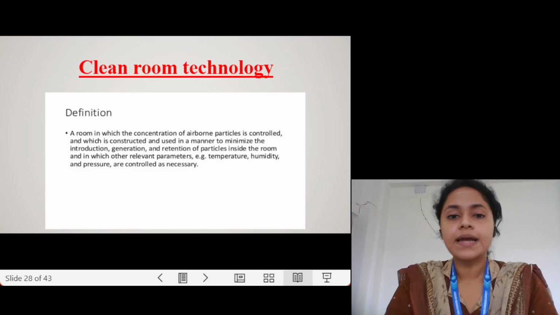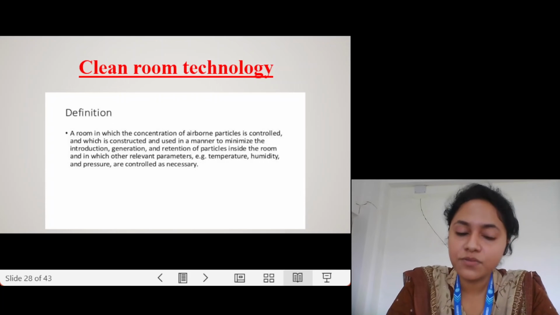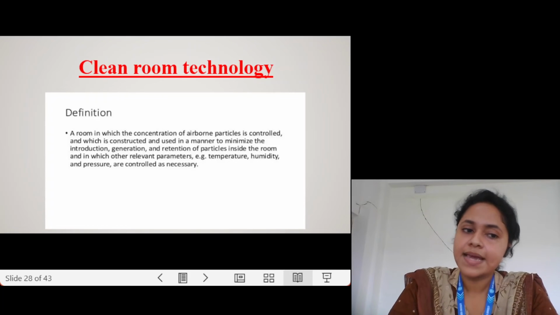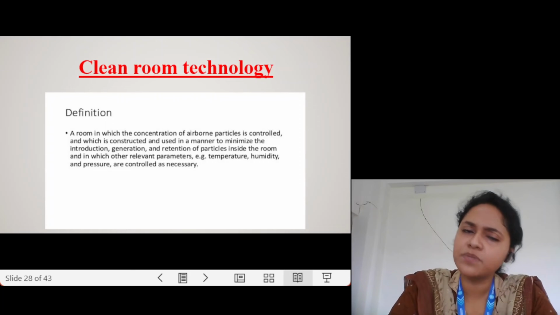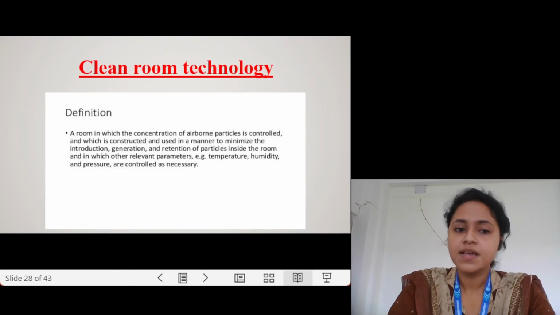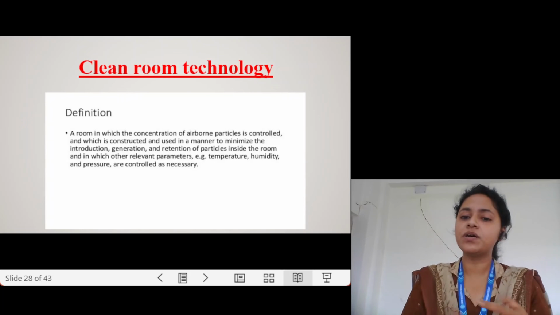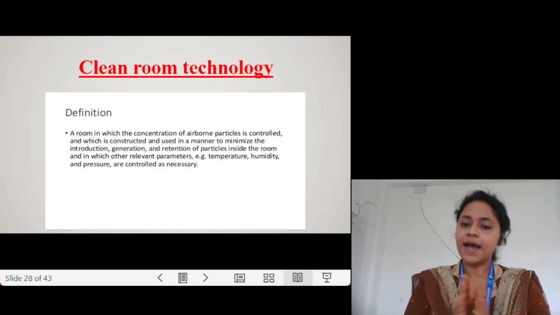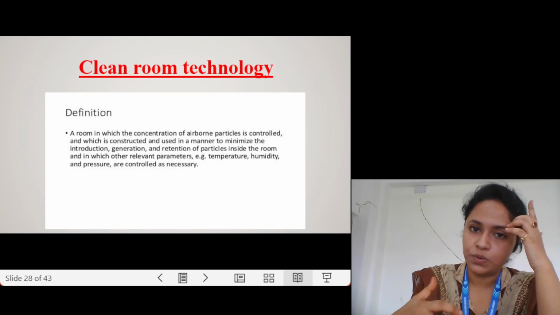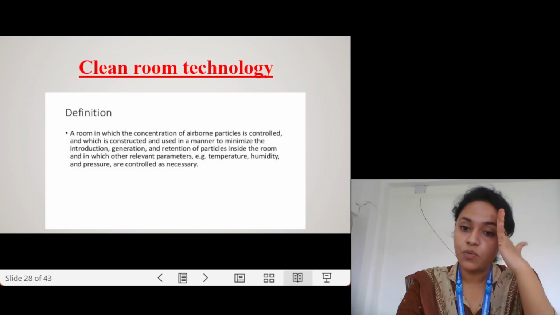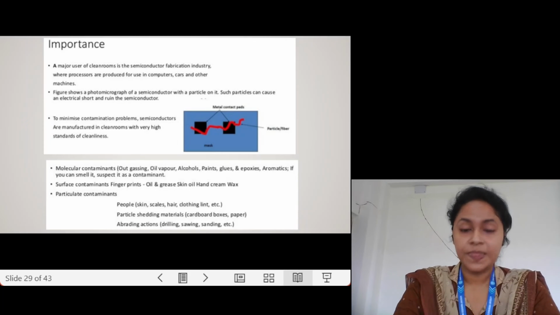So what is a clean room? A clean room is basically a particular type of room in which the concentration of airborne particles is controlled and can be minimized by using some sort of arrangement, some sort of filters, so that we can adjust the temperature, the humidity, the pressure, and the total air ambient. That particular ambient you can control on your own, it is in your control, right? Such a room is called a clean room, and this type of technology is particularly used for the fabrication of nano devices.